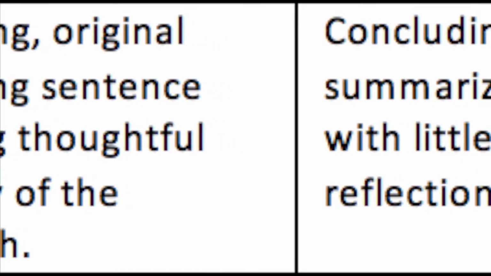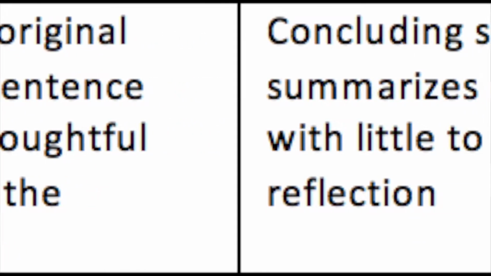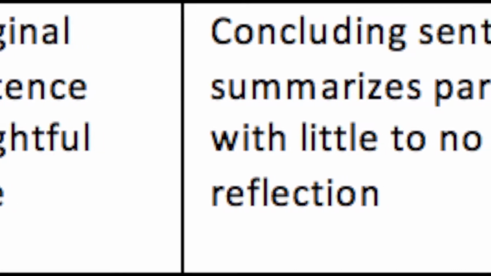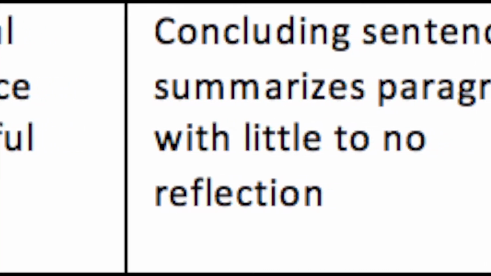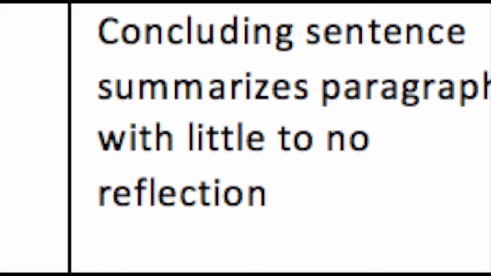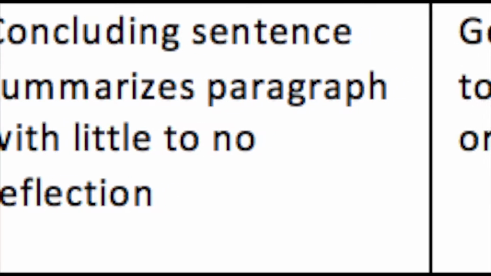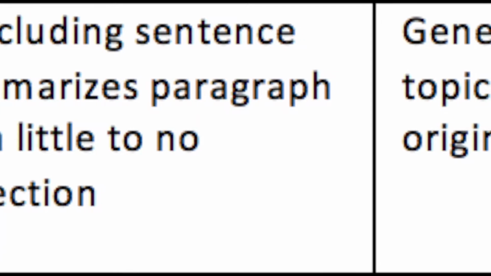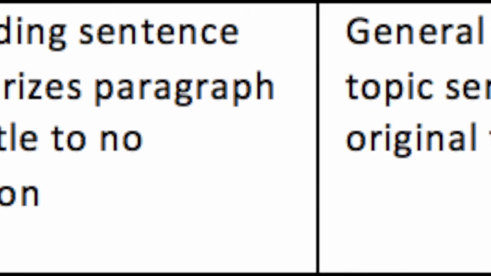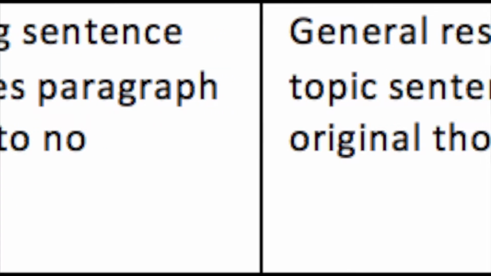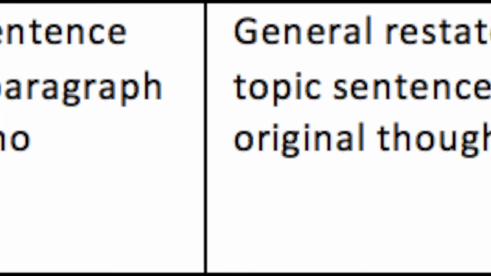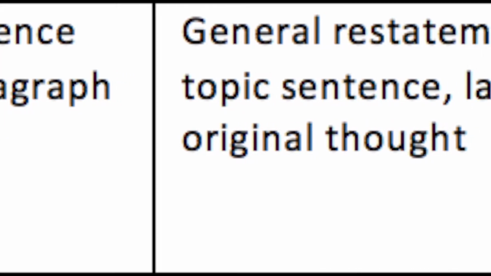The 2 is that the concluding sentence summarizes that paragraph, but there's no reflection in it. It's just very straightforward and doesn't really give any insight into what this means for further reflection, or how it applies to life. And finally, the 1 would be just a general restatement of the topic sentence.